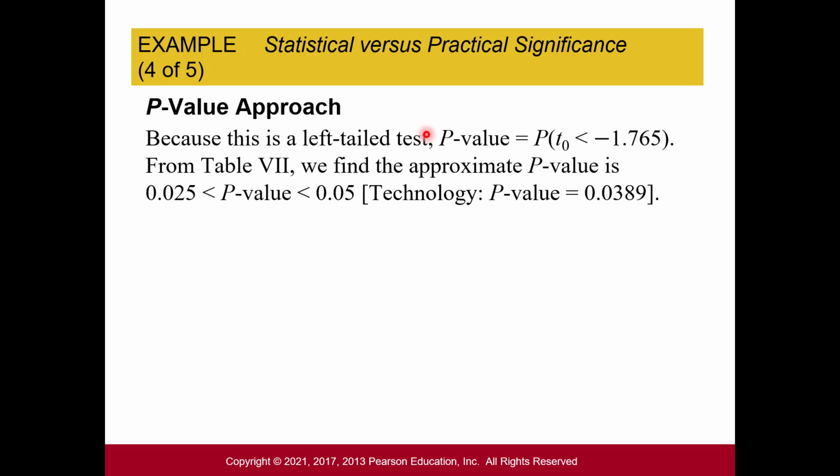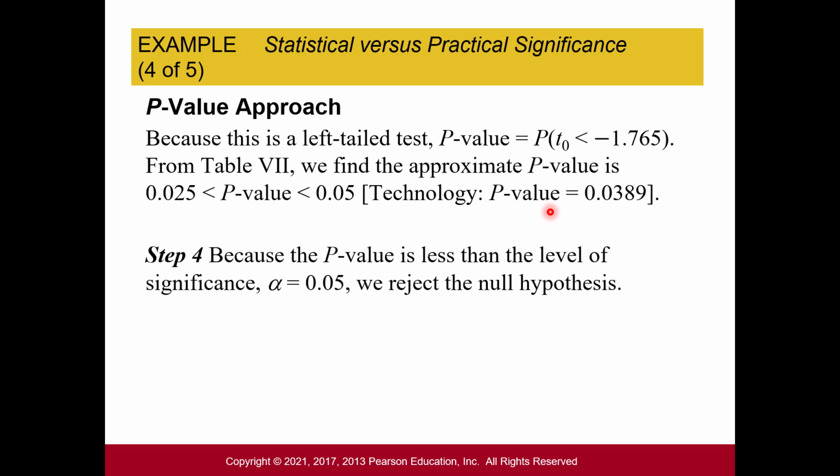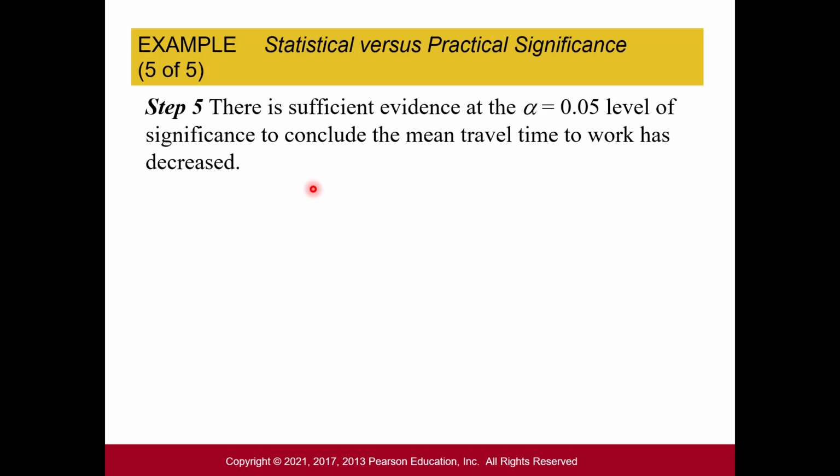And so using our p-value approach, we want the probability that our T0 is less than negative 1.765. And then from our table, we can use the approximation that p is between 0.05 and 0.025, or we can use technology. We would get the actual p-value is 0.0389. And then similarly, we'll get the fact that because our p-value is less than the level of significance, we also reject the null hypothesis. So to conclude, there is sufficient evidence at the 0.05 level of significance to conclude the mean travel time to work has decreased.